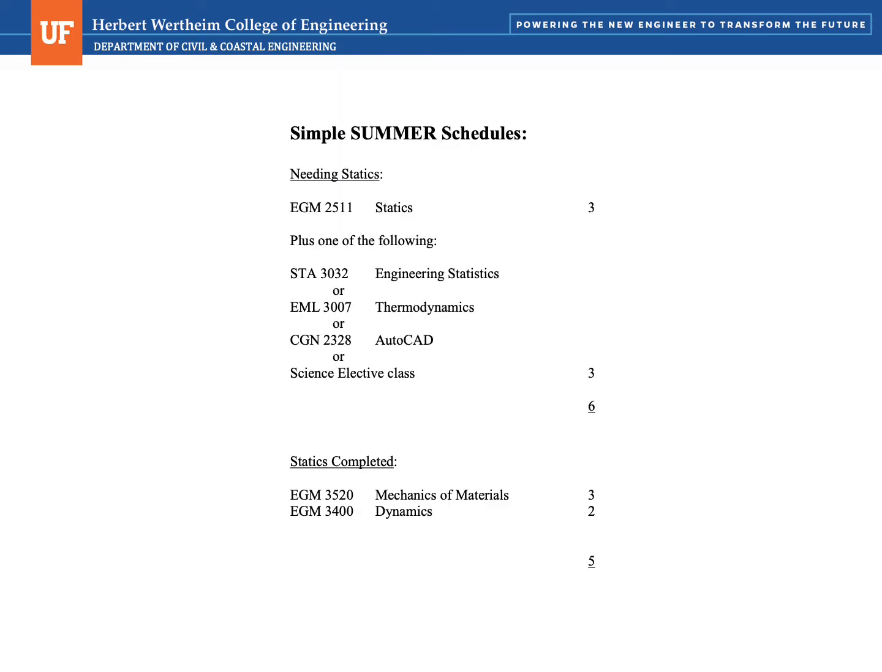You will use these options to select classes depending on how many classes you need to take this upcoming summer. For a simple summer schedule, you would start here. So if you need statics, you would take statics and perhaps one of those following classes listed there for a total of 6 minimum credits. If you've completed statics, you would take mechanics of materials as well as dynamics for a total of 5 minimum credits. If you want to take more than 5 or 6 credits, we would use the previous page to select additional courses to round out your summer schedule.